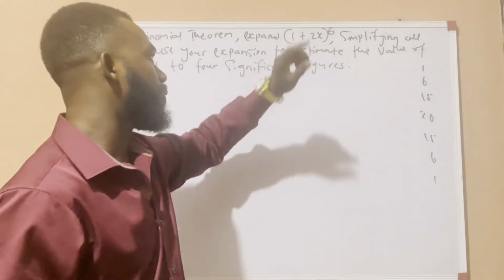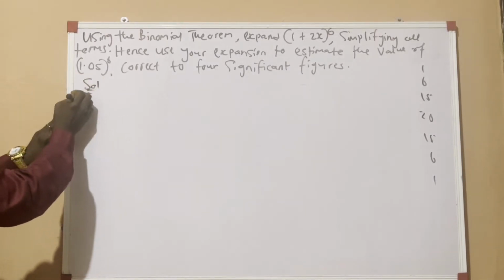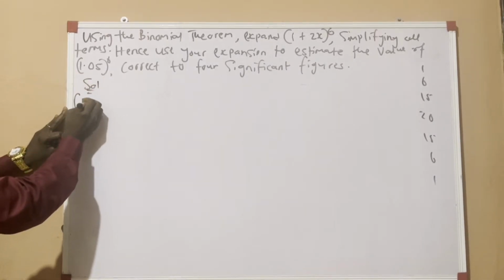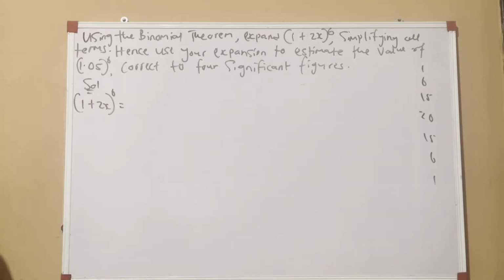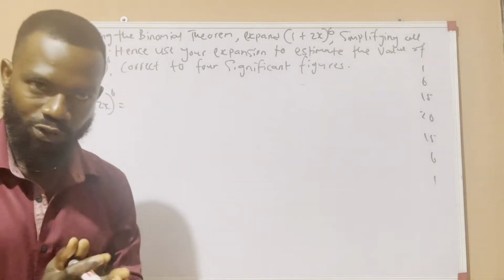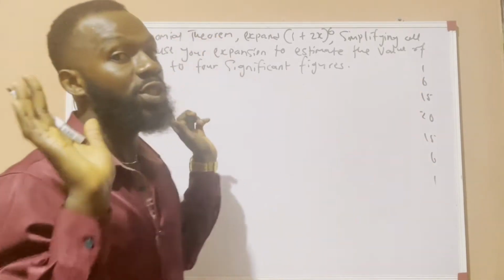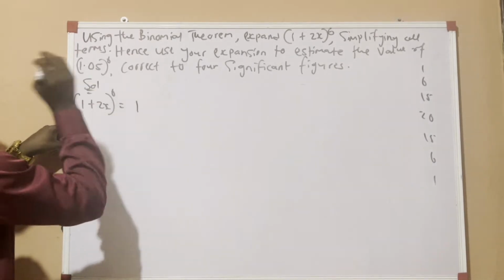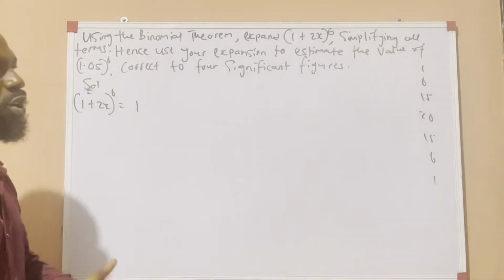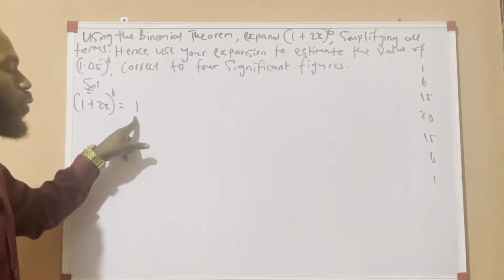What we are expanding first is 1 plus 2x raised to the power of 6. So this is how it goes. The first coefficient I have here is 1. So what's the first number here? We have 1. Just 1. No need to include the coefficient of 1 because the coefficient of 1 is the variable itself. So there's no need to include 1.